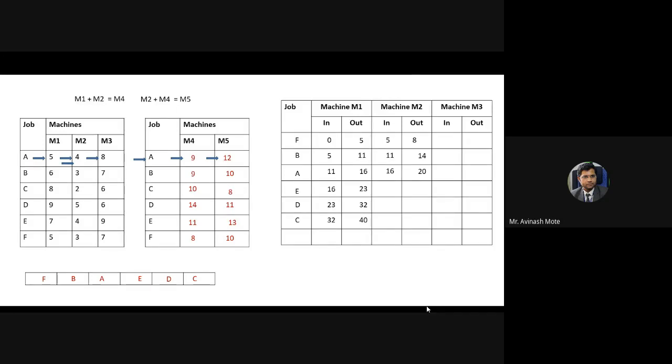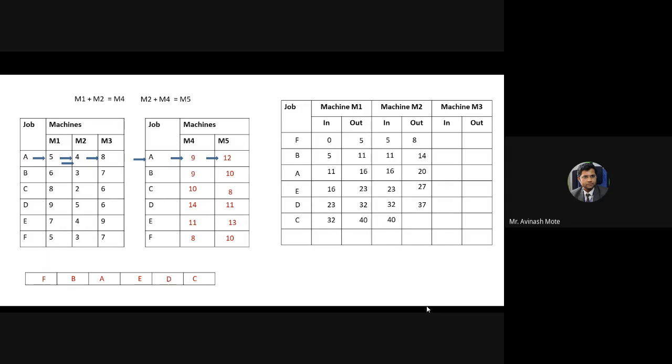What should I take? E on M2, entry time, 23. Processing time, 4. So it will be 27. In time of D on M2, out of 27 and 32, I should take 32. Okay. Now, processing time of D on M2, 5. So 32 plus 5, 37. Out of 37 and 40, largest is 40.